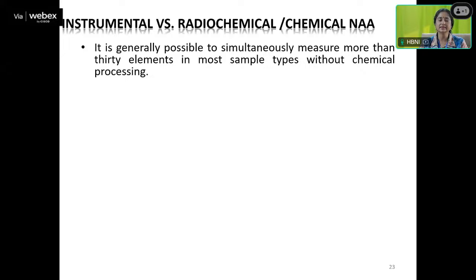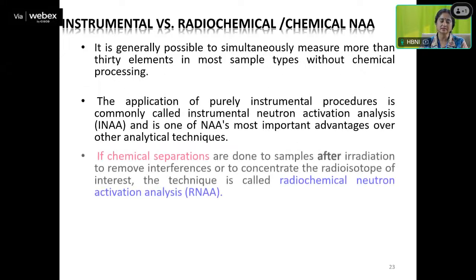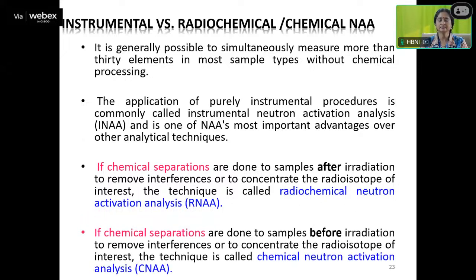Now, there are three types of delayed gamma neutron activation analysis, all given here: instrumental, radiochemical, and chemical. It is generally possible to simultaneously measure more than 30 elements in most sample types without chemical processing. The application of a purely instrumental procedure is commonly known as INAA, or instrumental neutron activation analysis.